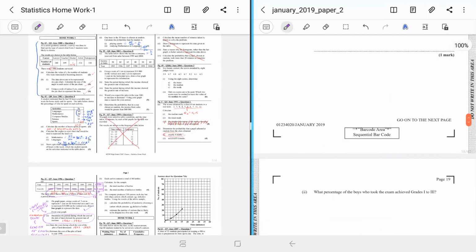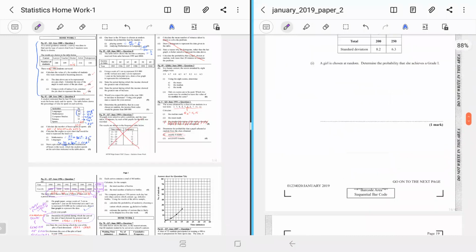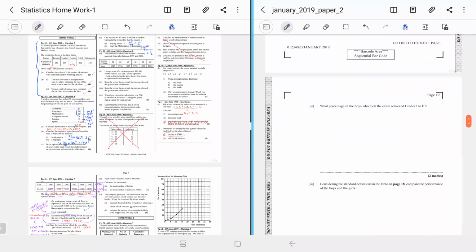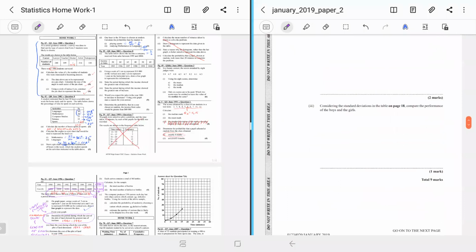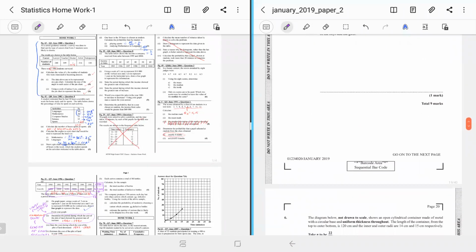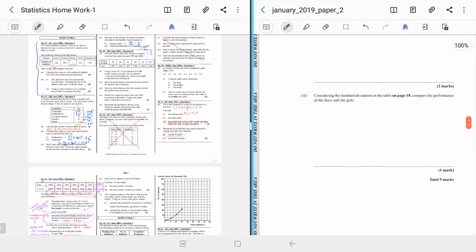What I wanted us to focus on is a part of it that asks about standard deviation. Considering the standard deviation, compare the performance of the boys and the girls using the standard deviation. So I want to use this as an example to show you how you can use the values in standard deviation to make comparison. All right. So let's do this.